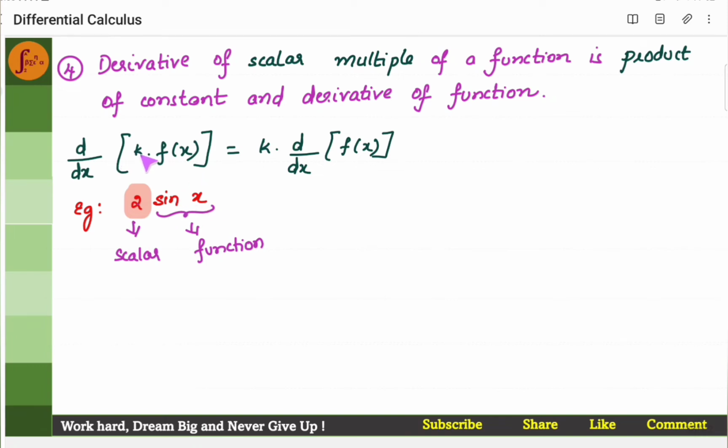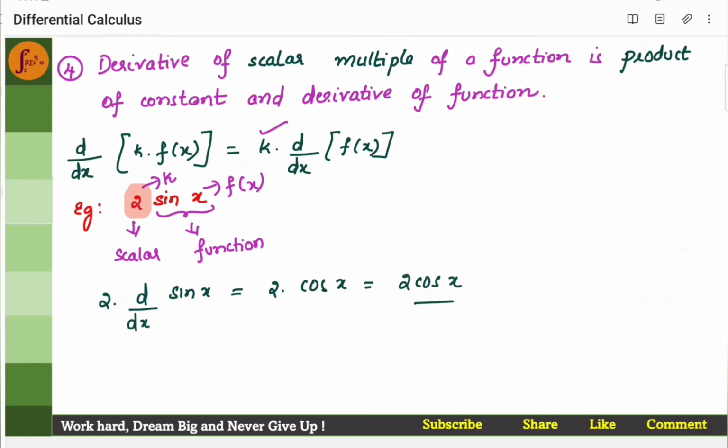That is, you assume that k is a scalar, right? You assume that this is k, and this is f of x. Sin x is f of x and 2 is k. So how do you find the derivative? You put this constant outside and find the derivative of f of x. So in this case, I'll put 2 outside and take the derivative of sin x. What is the derivative of sin x? It is cos x. So the answer is 2 cos x.